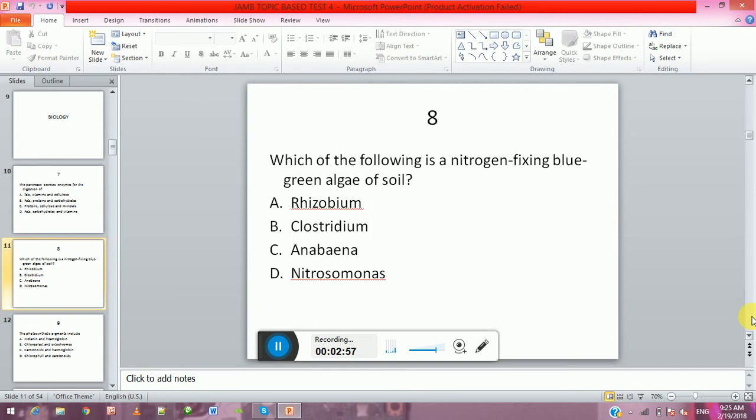Which of the following is a nitrogen-fixing blue-green algae of the soil? A. Rhizobium. B. Clostridium. C. Anabaena. D. Nitrosomonas.